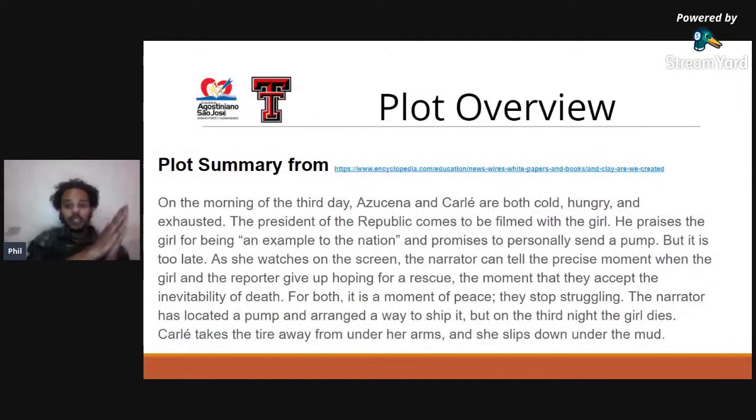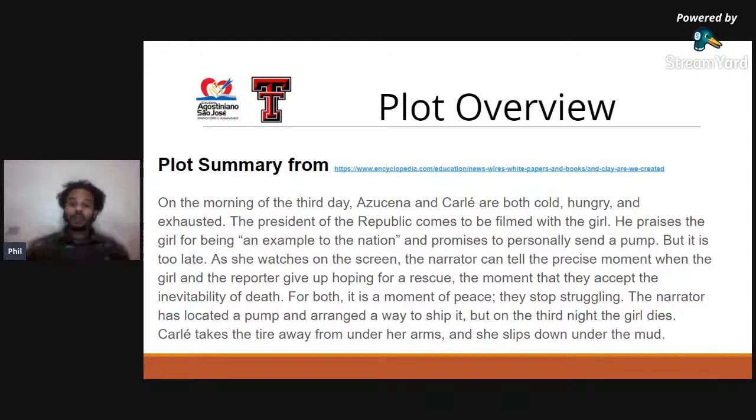And then we have the third day. And Azucena and Carle are both cold, hungry, and exhausted. The president of the republic comes down to be filmed with the girl. He tells the girl, "You are an example to the nation," and promises to personally send the pump, but it's too late. As the narrator watches on the screen, she can tell the precise moment when the girl just gives up. The reporter, too, Carle. Okay, they give up hoping for a rescue. They understand, hey, we're gonna die, or actually, the young girl is gonna die.